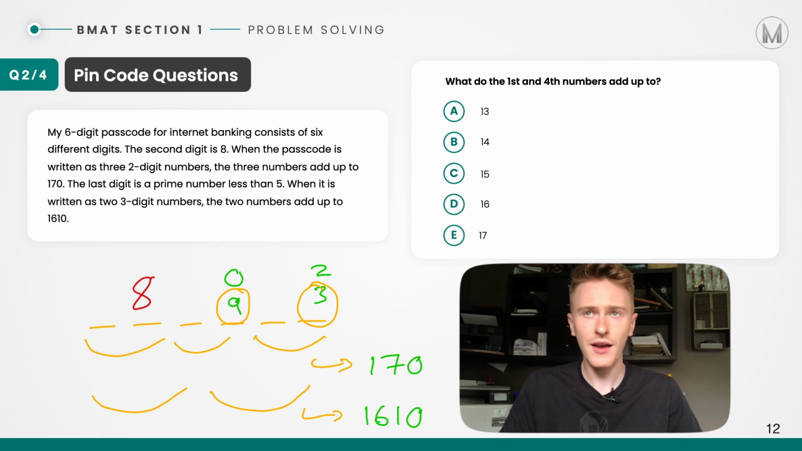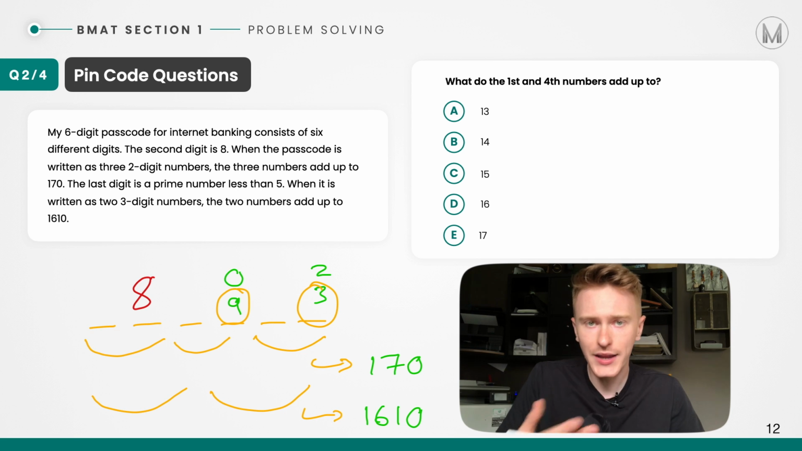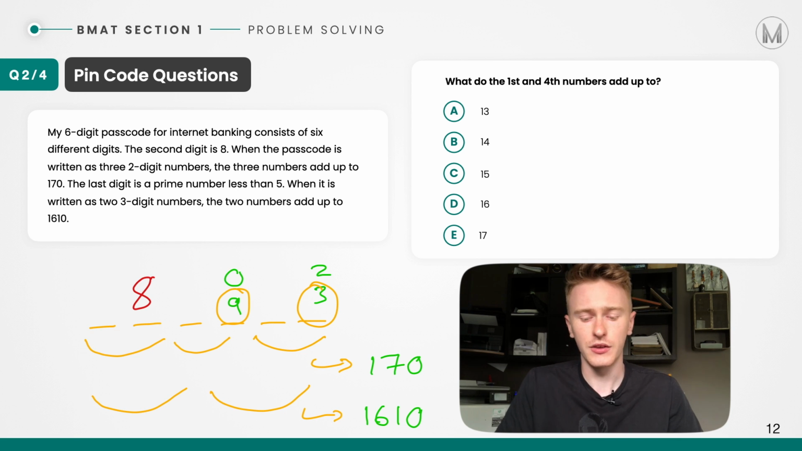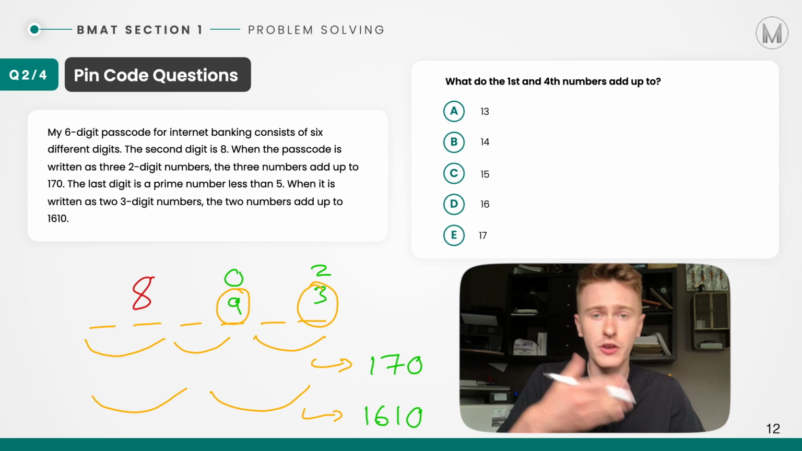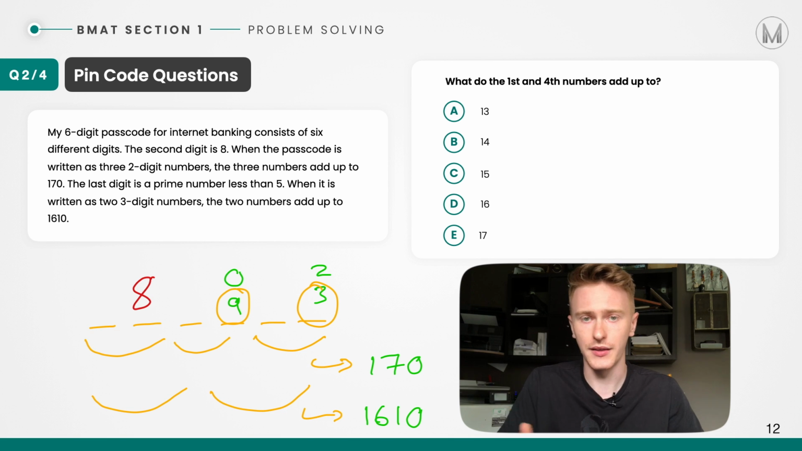Moving on then, we're now looking at the first and fourth numbers, because that's what the question asks us. What do the first and fourth numbers add up to? We know that 9 is in the fourth position, so to get close to 1610, we need quite a high number in position 1 as well. Now, if we put 7, for example, in position 1, we would get to the 1600 because we'd have 700 and something plus 900 and something. That would give us 1600 and something.